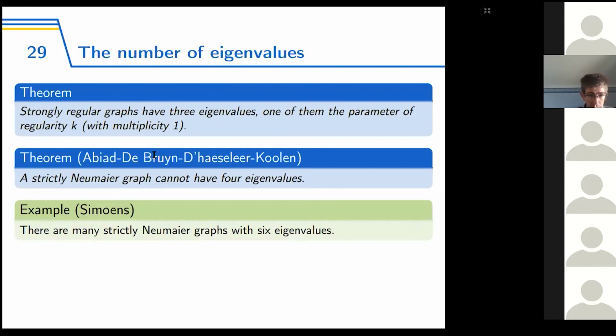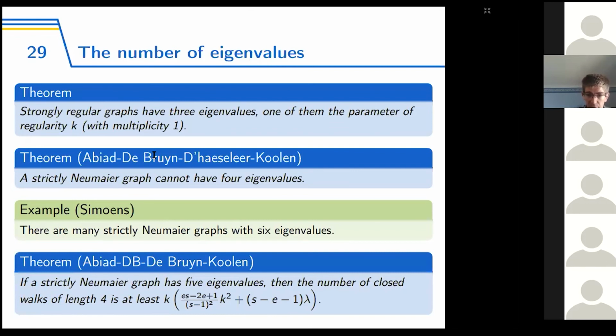And a first result, which was proved by Abiat, Bruin, Dazeler, and Kohl, shows you, surprisingly, that a strictly Neumaier graph cannot have 4 eigenvalues. Despite being close to being strongly regular, you cannot have examples with 4 eigenvalues. Simons, who used to be a bachelor student of mine, showed that there are actually many strictly Neumaier graphs with 6 eigenvalues. Which leaves the obvious open question, what about 5 eigenvalues? So far, no examples are known with 5 eigenvalues.